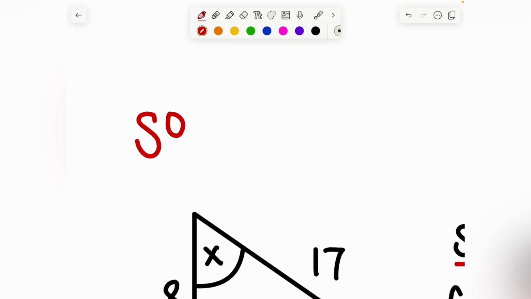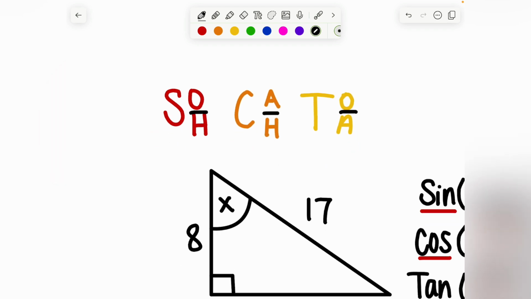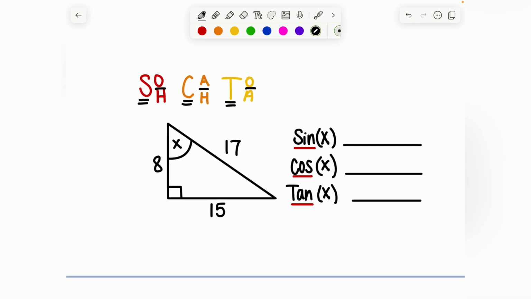SOH CAH TOA. I like to write it like this because these are little fractions. If you write it like this, you can remember which part goes on top and which part goes on bottom. So this is for sine, this is for cosine, and the last one is for tangent. So what it means is this.